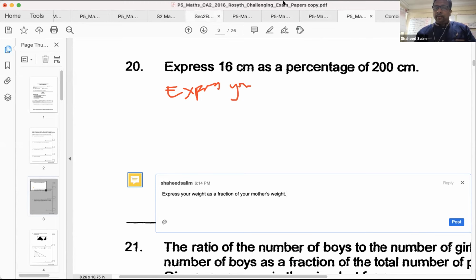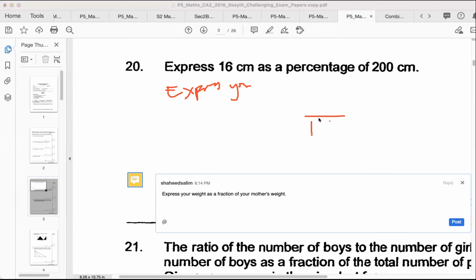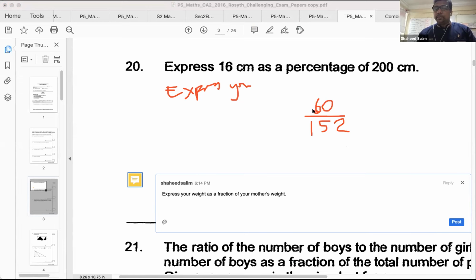Okay, we take Naomi. You know your mother's weight. Let's say, for example, 152. Let's say your weight is 60. So what's your weight? Okay, let's say 36. So now 36 goes on top, and your mother's weight goes below. But your mother's weight cannot be 152. Later I'll show you how heavy.